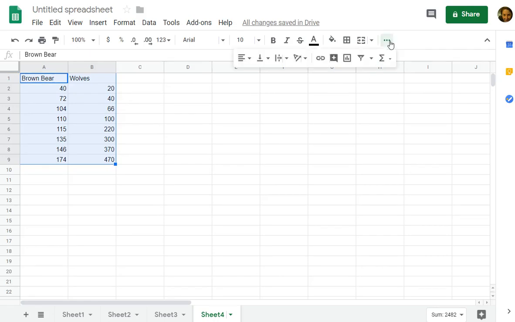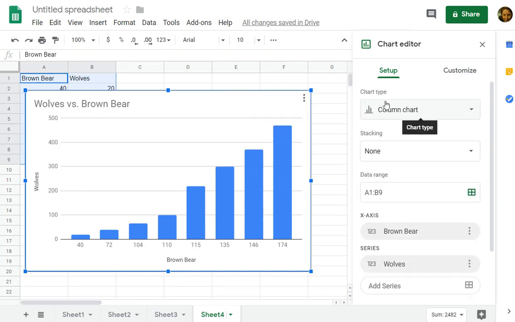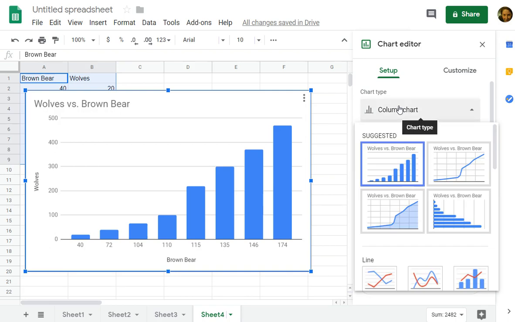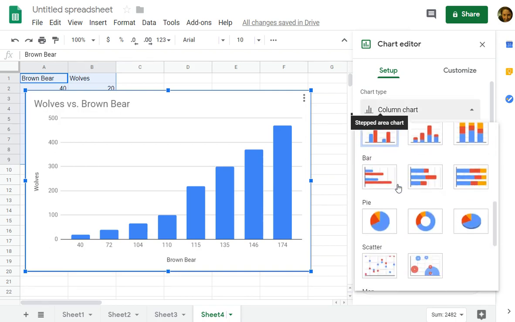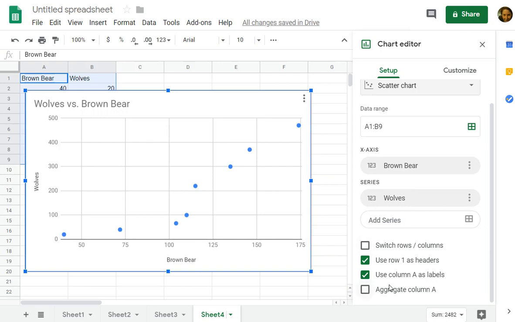So I'm going to select my data. I'm going to enter a chart. It didn't give me a scatter plot right away, but that's something I can fix here in Setup and under Chart Type. I'll just scroll down to Scatter, do a quick look. It looks like the scales are both going up consistently. If that doesn't happen, you might need to use column A as labels, just so you know if you run into that in the future.